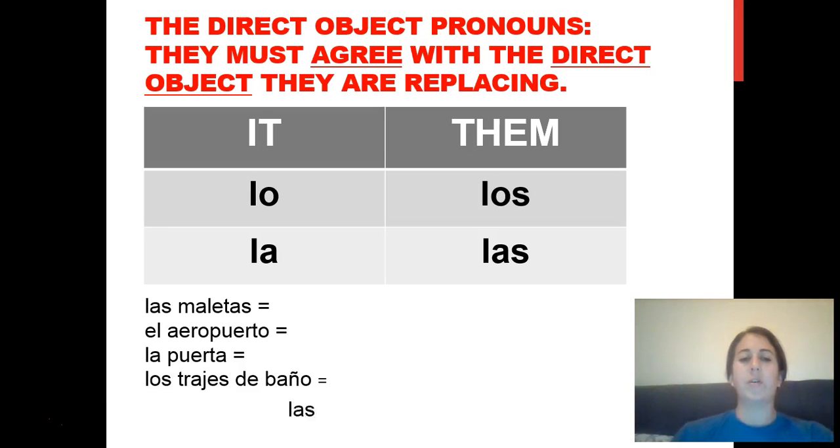All right, las maletas is going to be las. El aeropuerto is going to be lo. Notice masculine and singular. La puerta would be la, and los trajes de baño would be los, because los trajes is masculine and plural. So las, that would mean them in Spanish. Lo would mean it in English. La would be it, referring to the gate, and los would mean them, referring to the swimsuits.